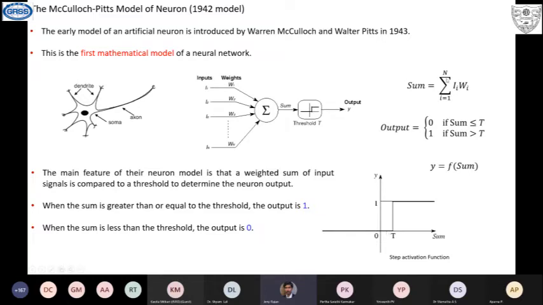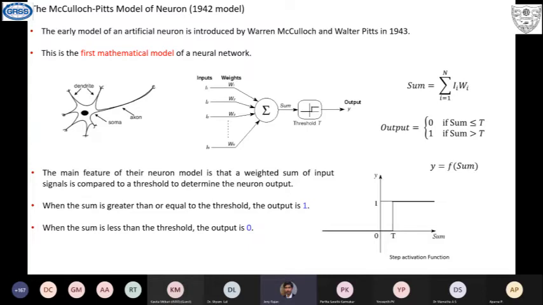Mathematically, you can describe all these things like this. We are computing the weighted sum, and the output is equal to 0 if the sum is less than the threshold, and the output is equal to 1 if the sum is greater than the threshold. So this is the model that they designed. This is a very simple mathematical model that emulates a biological neuron.